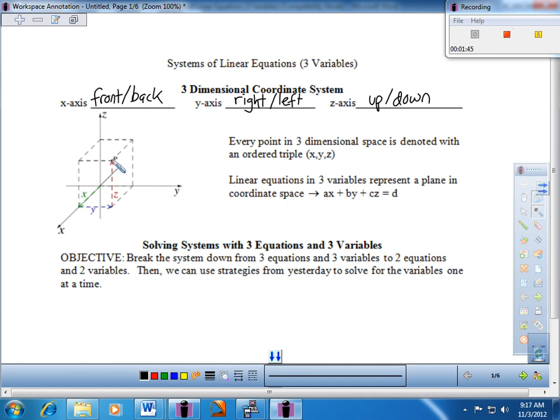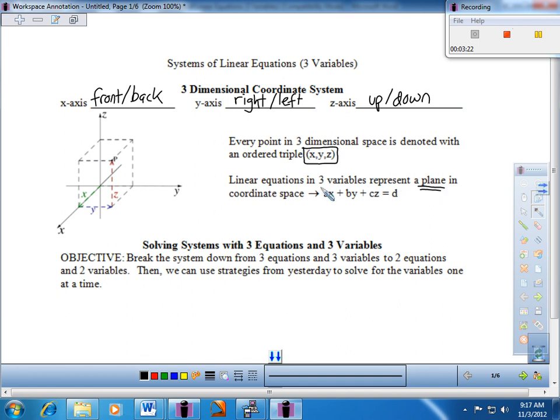So I'll just read a couple things that are on the paper there, pretty much have alluded to it. But every point in 3-dimensional space is denoted with an ordered triple, and so that's what we're going to solve for in this lesson, x, y, and z. And as we all know, a linear equation in 2 variables produces a line on the coordinate plane. Well, as it says on your paper here, a linear equation in 3 variables represents a plane instead of a line, so a plane in coordinate space.